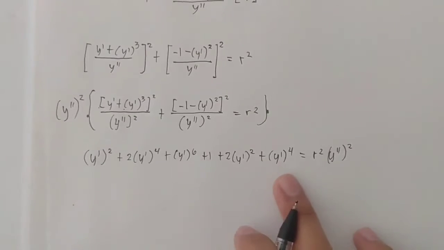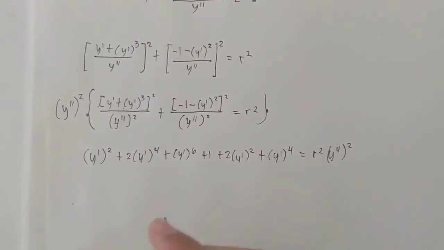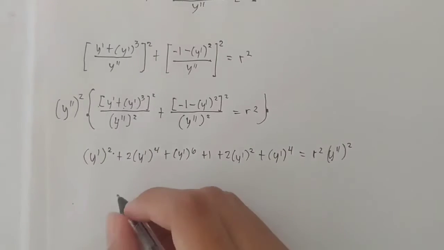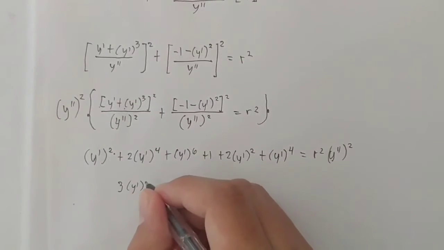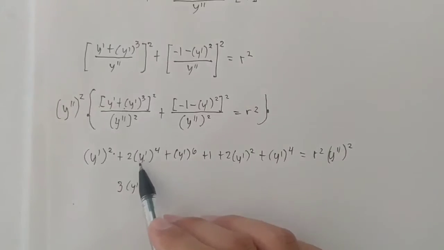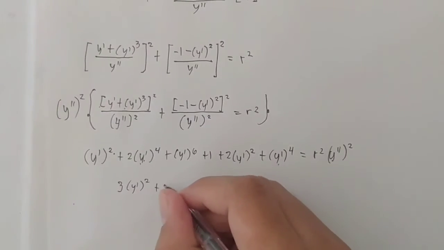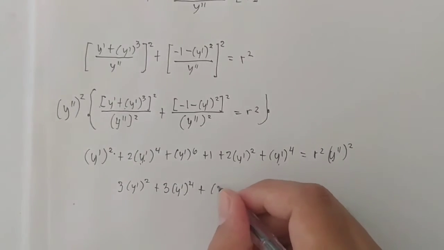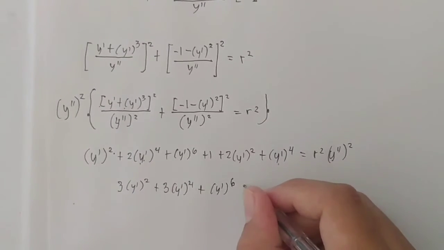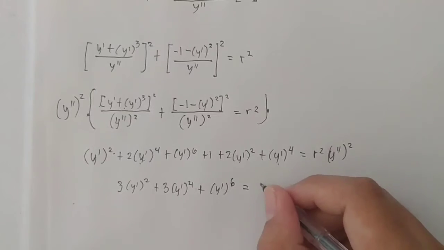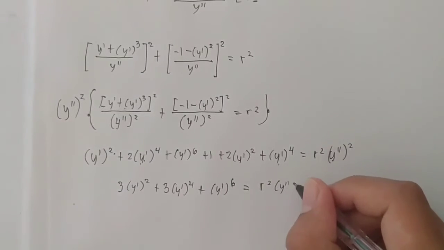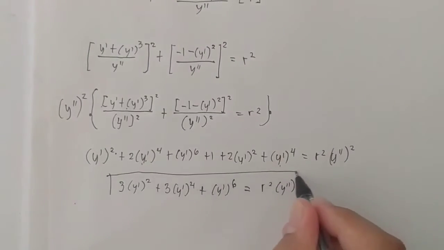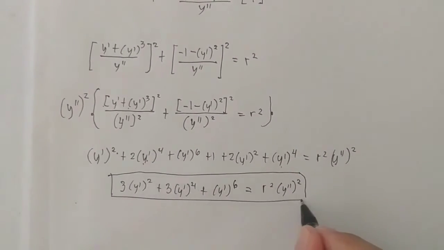So we can add all similar terms. So y prime squared and this is 2y prime squared, so this will become 3y prime squared. Also this term and this term, that's 3y prime to the 4. And copy this one, y prime to the 6, equals r squared y double prime squared. So this is our final answer.